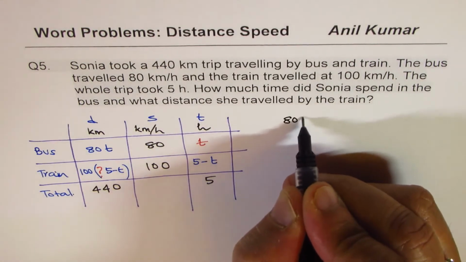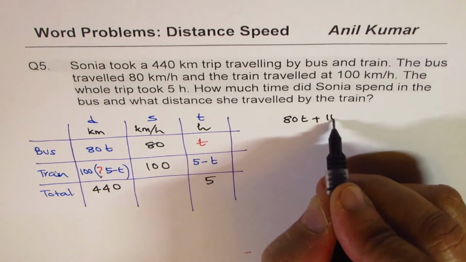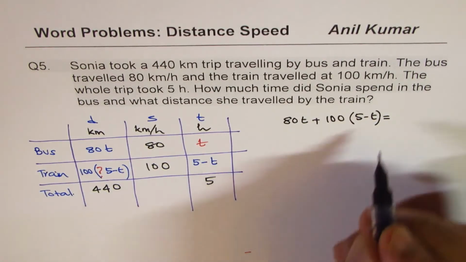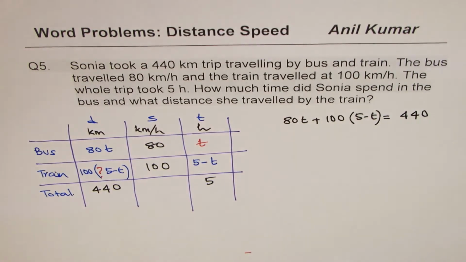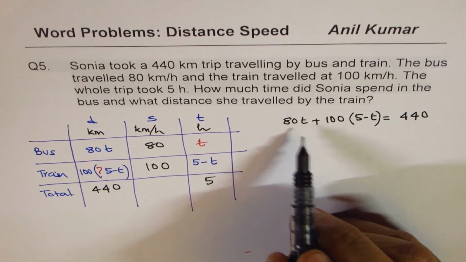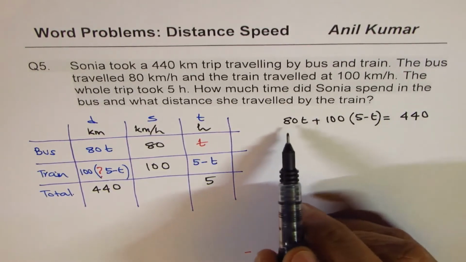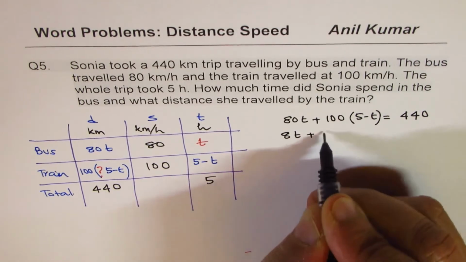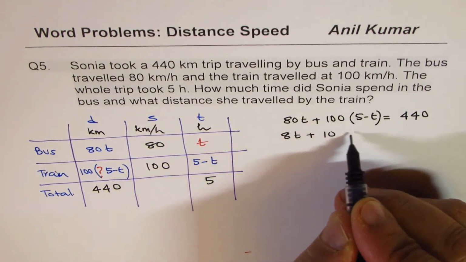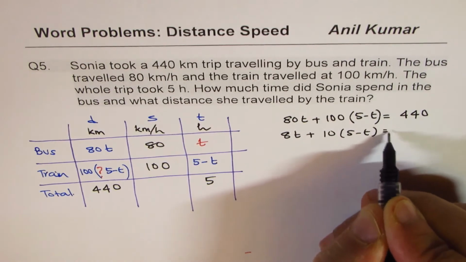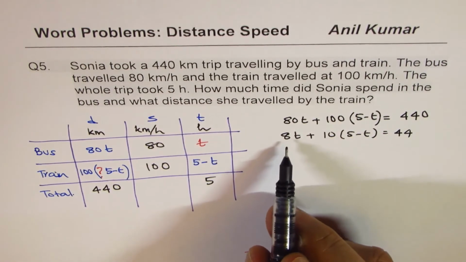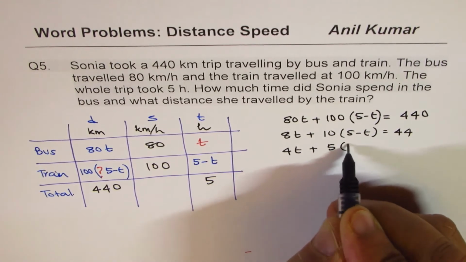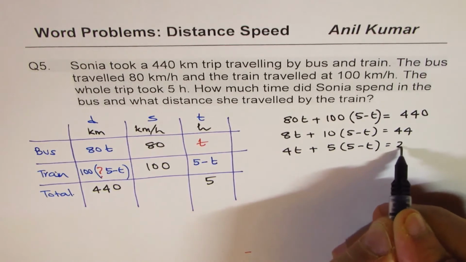So we know 80 times T plus 100 times 5 minus T is equal to the total distance of 440. Perfect. Now we can simplify this equation, dividing everything first by, let's say, 10, right? So we have 8T plus 10, we're dividing by 10, okay? 5 minus T equals 44. We can still divide by 2, right? So we get 4T plus 5 times 5 minus T equals 22.